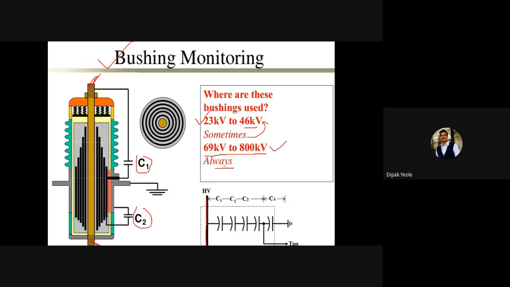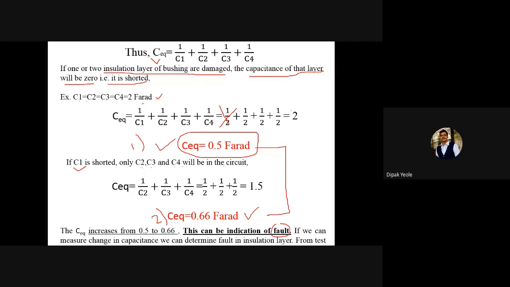Yes, you have to consider the example like 2 farad for each capacitance, all the same. You have to make sure that one capacitance can be shorted and the other three capacitances are in series with the circuit. So there is a change in capacitance and this indicates the fault.